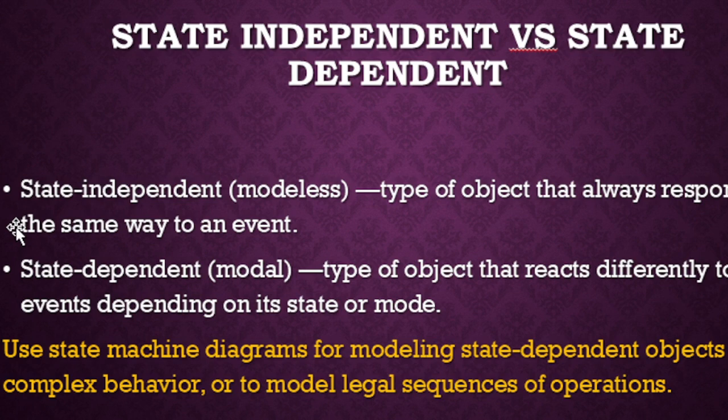State independent versus state dependent. There are two concepts. One is called state independent, which is a type of object that always responds the same way to an event. Because it is state independent, this is modeless, meaning that whatever the event is, the state will remain the same. The state will not respond to those events.